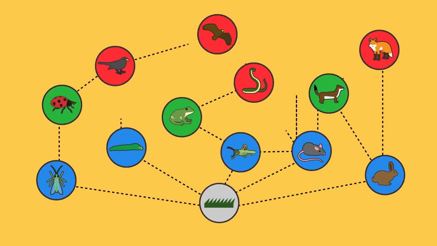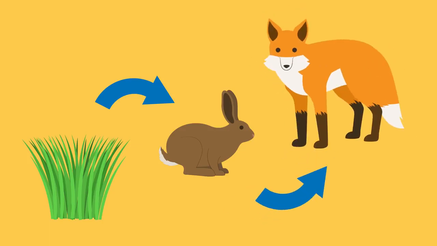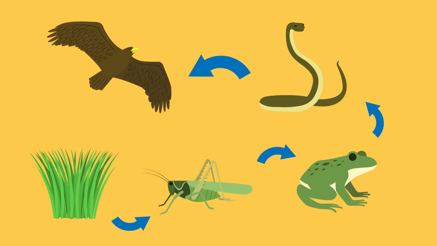A food chain shows the sequence of organisms in a habitat that are dependent on the one before as a source of food. In our woodland, one food chain would be grass at the bottom, which is eaten by the rabbits, which are then eaten by the foxes. The arrows represent the energy flow through the chain, and there are lots of other food chains within the woodland, such as this one.